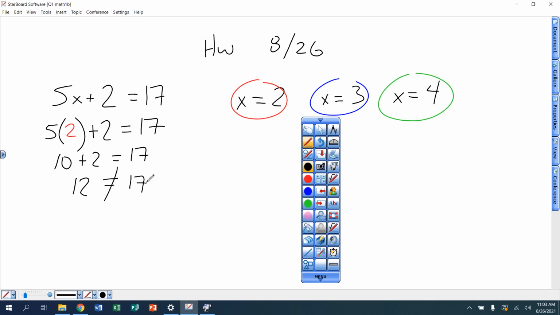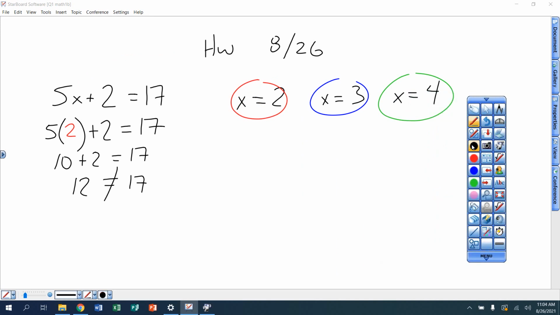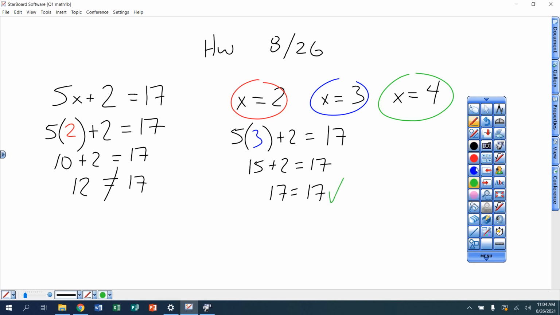So that shows when I take that 2 and plug it in for x, it was not a solution to that equation. If I try the blue one, here I go. Take that blue, x is 3, plugging in x is 3, plus 2. I'm going to see if that equals 17. So that gives me 15 plus 2. And yes, you can see that does indeed give me 17. That is a true statement. That number, when I plugged it in for x, was a solution to that equation.